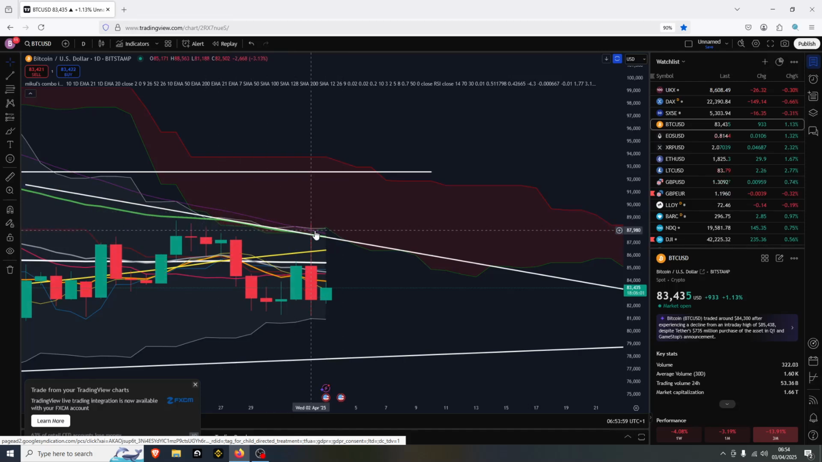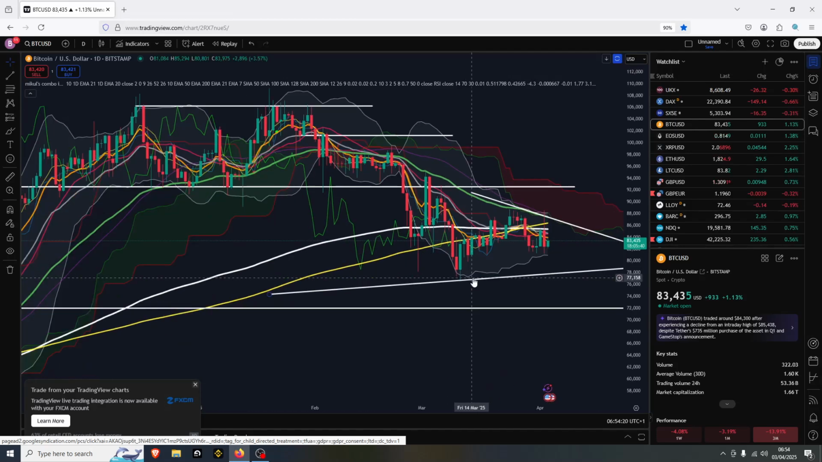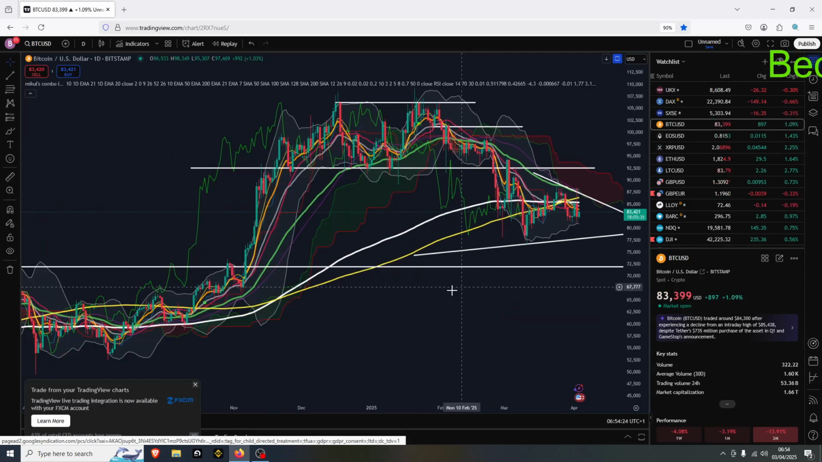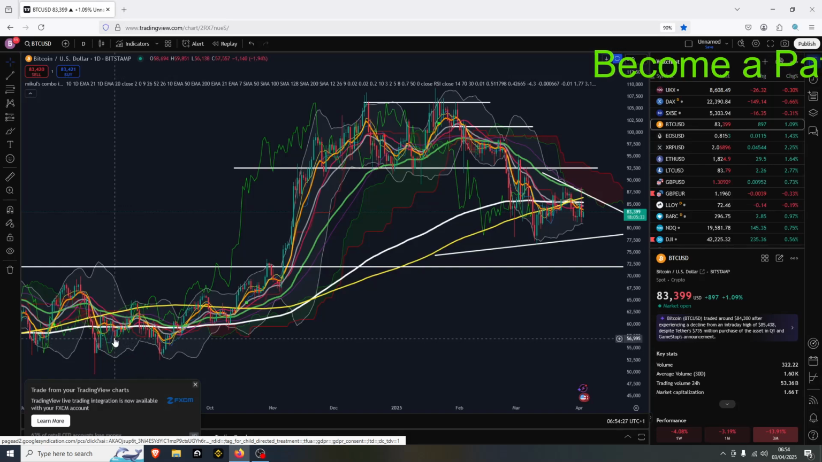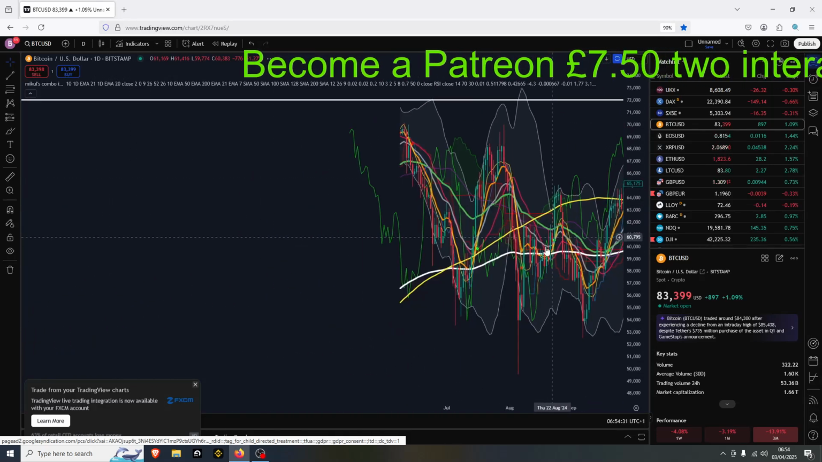That's your 50 simple, there's your 200 simple, and because they are super laggers, if we did power on through, you'd have to do a sizable move to make that 50 simple move away from that 200 and form that death cross. So with that comes what I would probably say is an inevitable death cross, but not the end of the world. The last time we saw a death cross on the 50 and the 200 simple was around here.